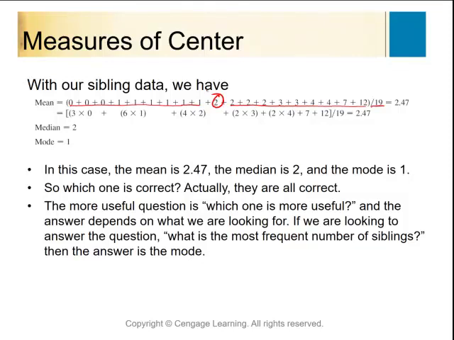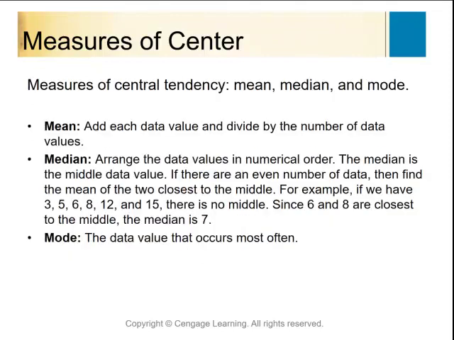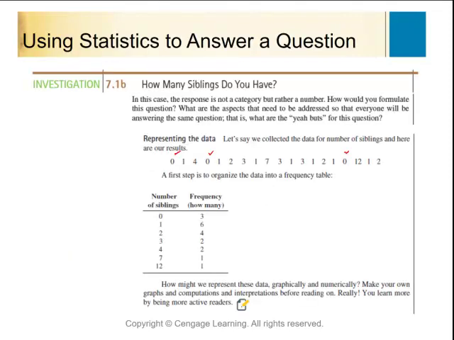The mode is just whichever one occurs the most frequently, and you can see with our, where was it? We can see right here the mode is 6 because that's the one that occurred most frequently. I like the frequency chart for that.